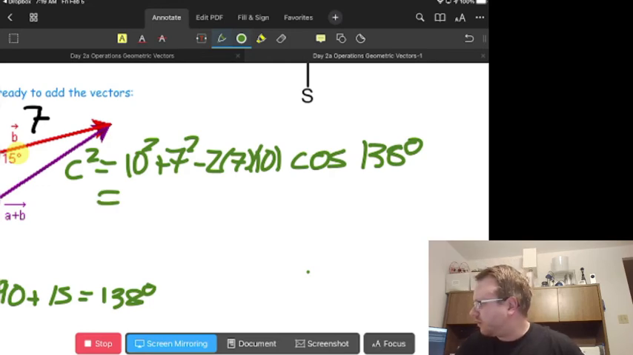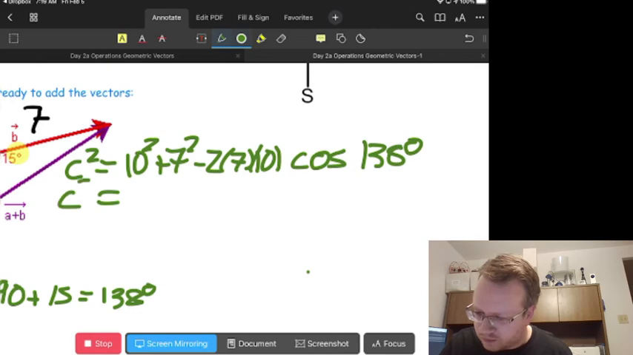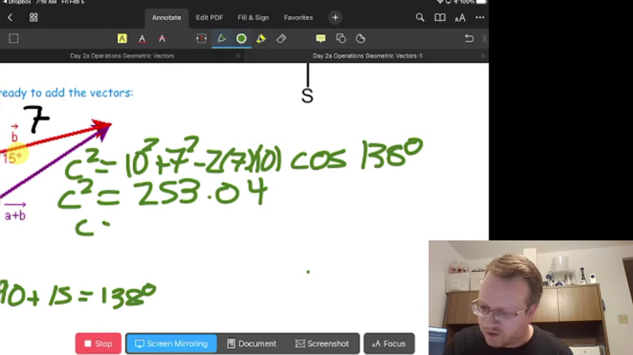All right, let's solve. I'm not going to show all my work, but basically, 10 squared plus 7 squared minus 2 times 7 times 10 times cos 138. And make sure your calculator is in degree mode, no radians yet. And c squared is going to equal about 253.04. We need this actual c value though, so we'll take that square root.